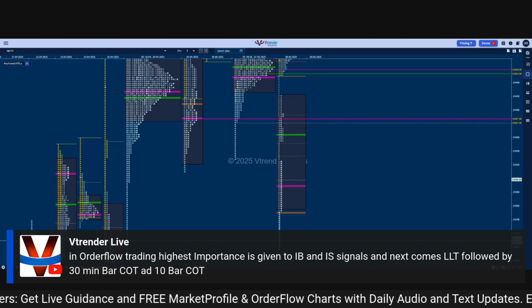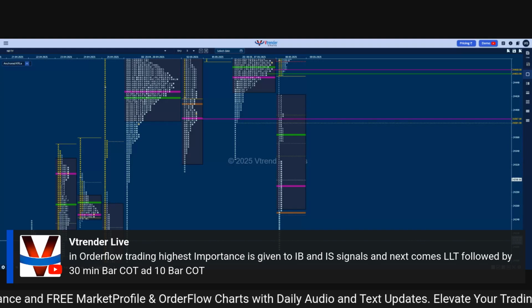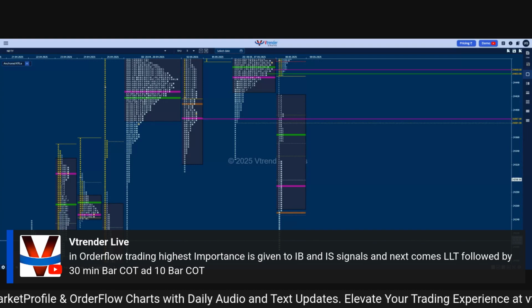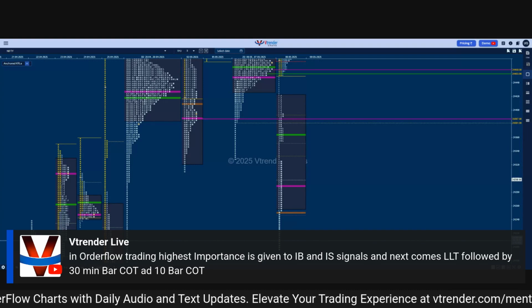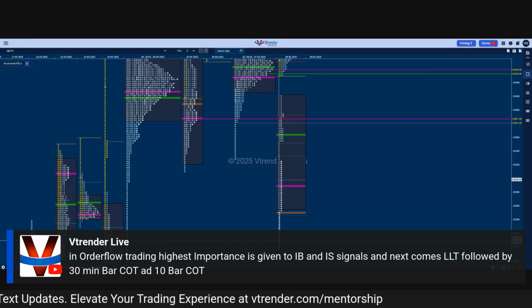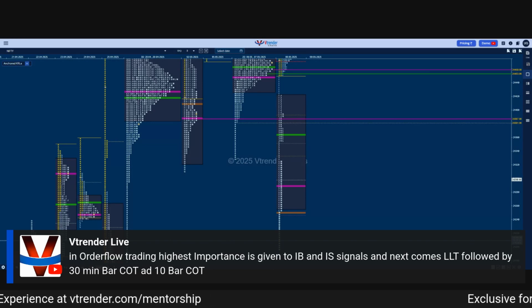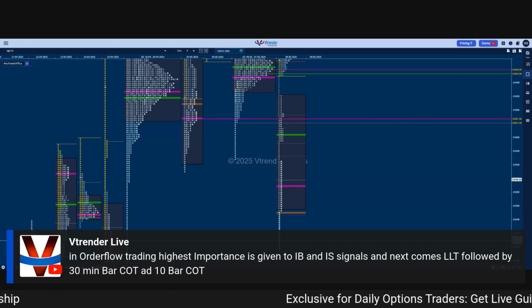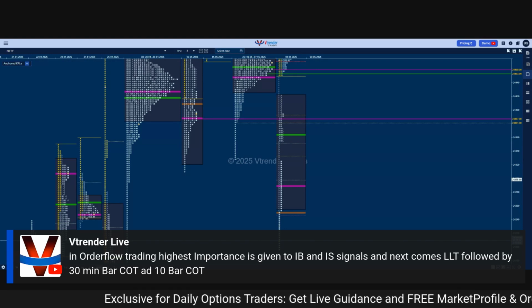So just to repeat, in order flow, we give highest importance to the IB and the IS signals, and then we give importance to the LLTs. Then we have the 30-minute bar 10 bar court and the 3-minute 10 bar court. So you go in this order and don't focus just on court, because then you will be missing out on many important trades.